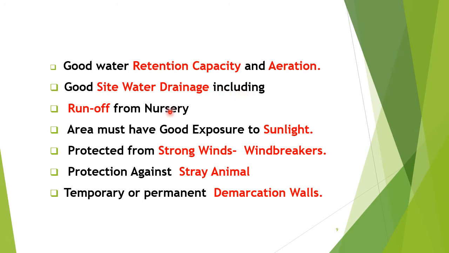That is including the runoff from the nursery. You have to manage the runoff from the nursery. The area must have good exposure to sunlight for the sufficient growth of the plants. It should be protected from strong winds. For that you can use windbreakers. They can be used in the form of trees, and also there should be protection against stray animals. And you can have temporary or permanent demarcation walls around the land. So these are the prerequisites for the land requirements for a nursery.